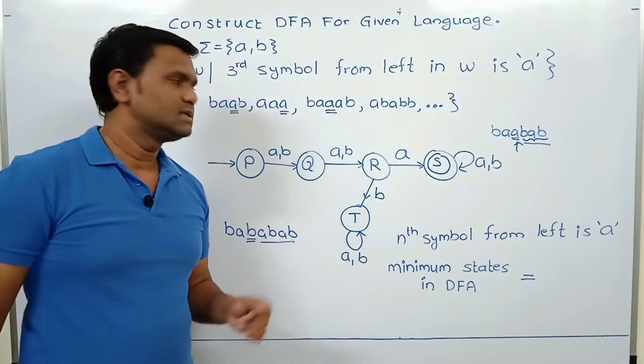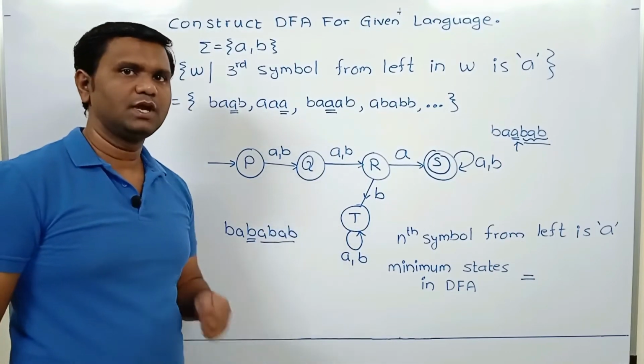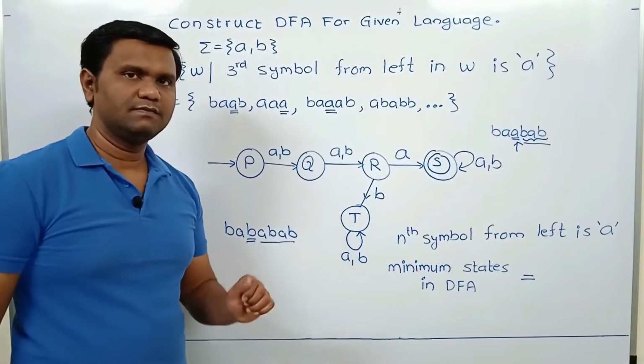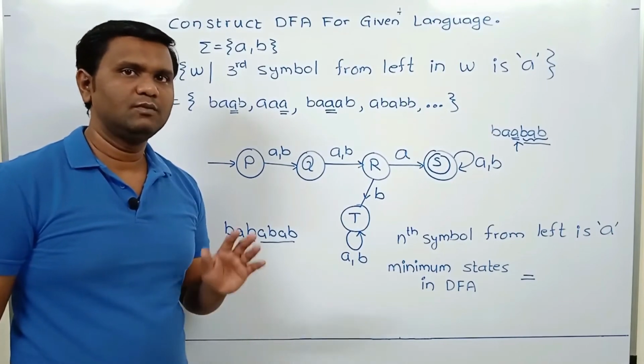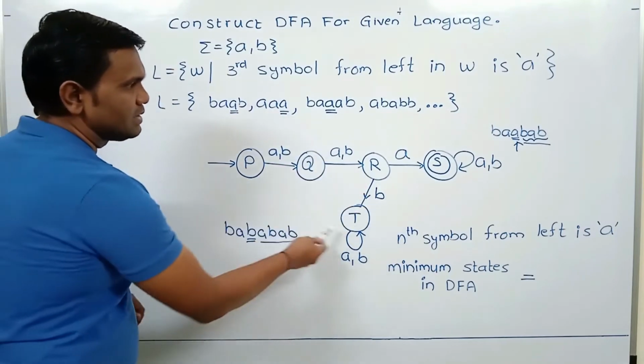Another thing is, in one DFA, one trap state is enough. If you require, you add one dead state. One dead state is enough. You do not need to add more than one dead state. So this completes the DFA.